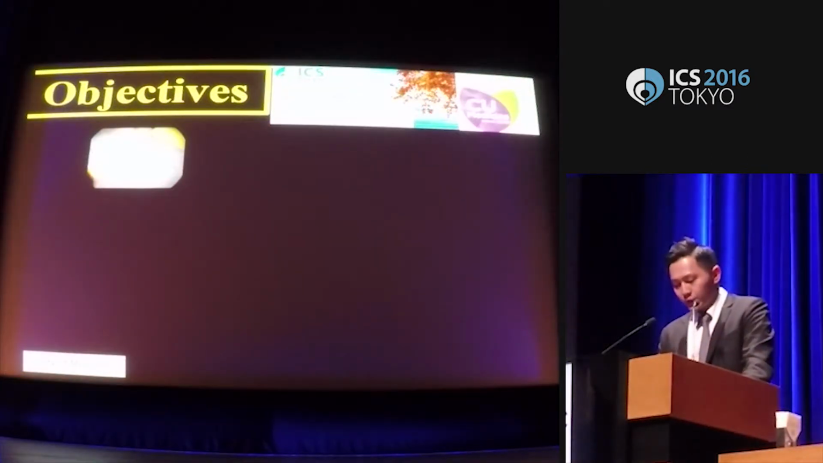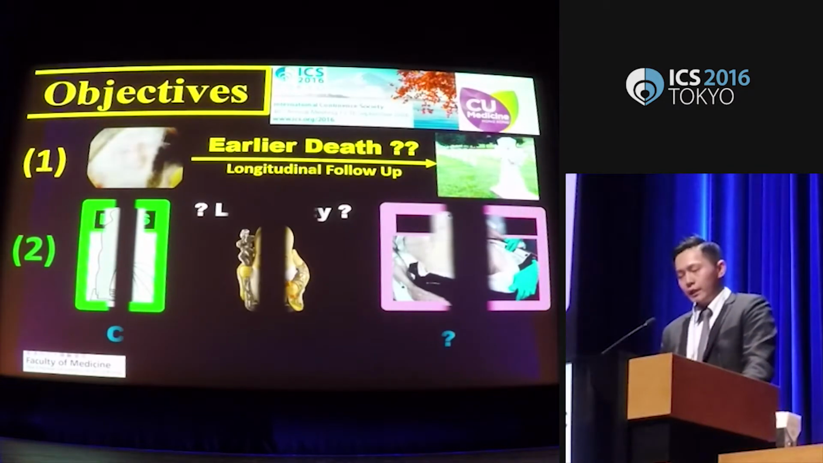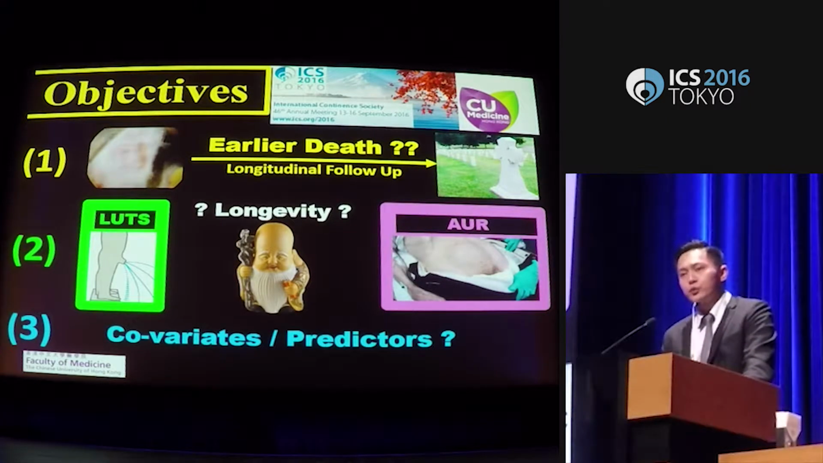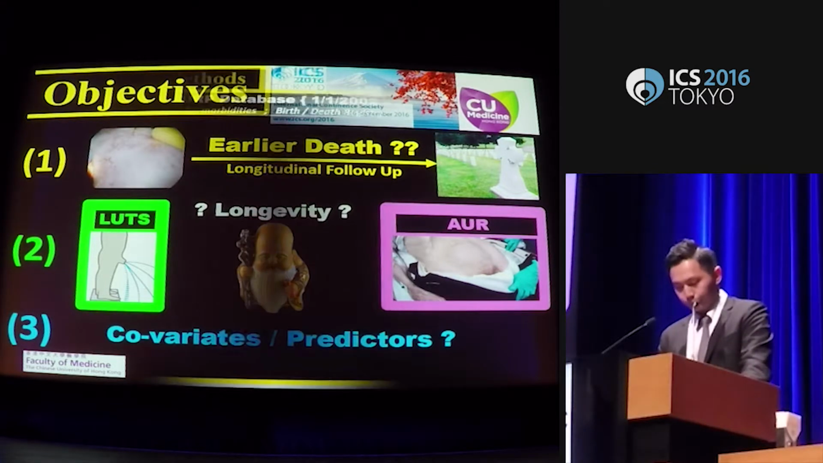So the objective of this study is really to determine, one, whether TURP really leads to a worse survival, two, whether there are any differences between LUTS and retention in association with survival, and whether there are any risk factors for survival as well.